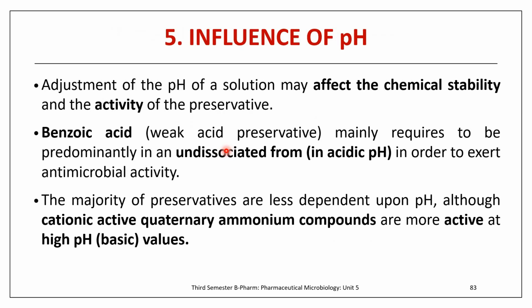Now the next one is the influence of pH. As we know, many of the preservatives are weakly acidic or weakly basic. So these weakly basic as well as weakly acidic drugs will show their efficacy only when they are in unionized form. Benzoic acid, which is a weakly acidic preservative, will be effective only in unionized form. So if there is an acidic pH, it will be in an unassociated form and it will show its activity. If we are using benzoic acid as a preservative in a basic pH, it will not show its efficacy.